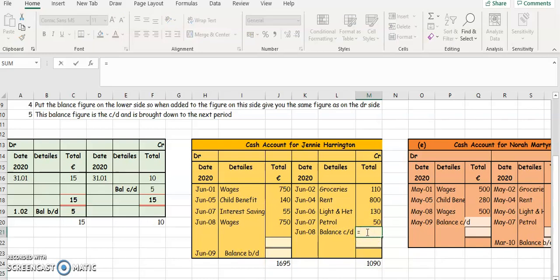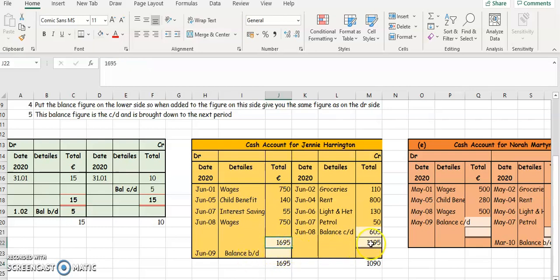So we're going to take 1,695 and we're going to take 1,090 away from it. So the balancing figure tells us that it's 605. Just going to make sure that that's correct. So we're going to add up the credit side. 110 plus 800 plus 130 plus 50 plus 605, and it's correct. We always put the bigger figure up there where the line and the double line is, and then the balancing figure to make sure they're on the same line. So we know it's correct. So that's the carry down figure, CD carry down, and it's carried down then to the next period, 605.